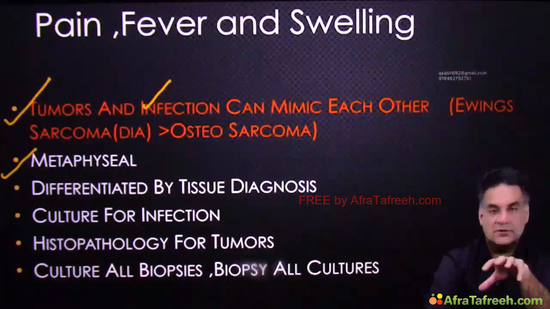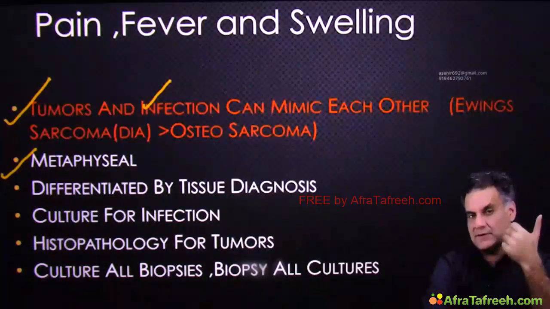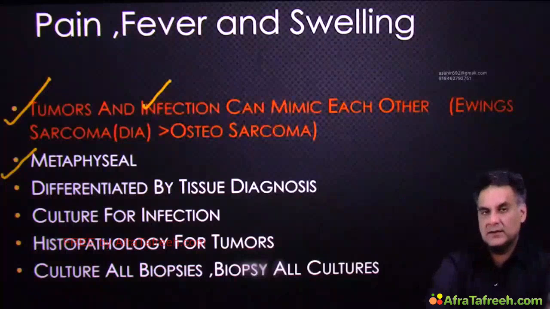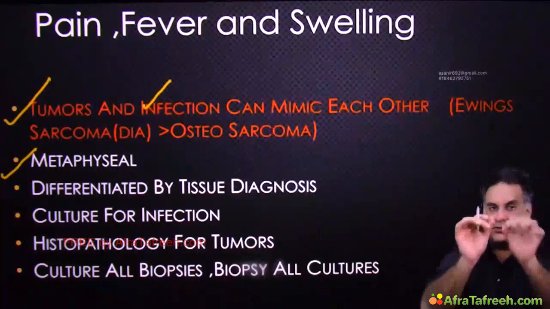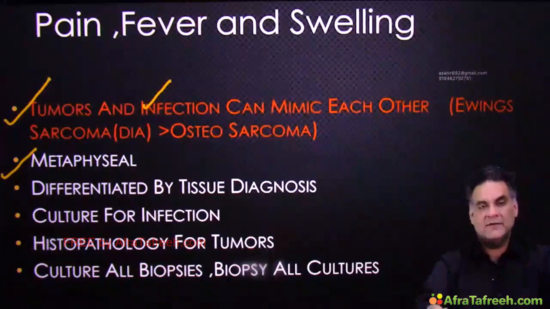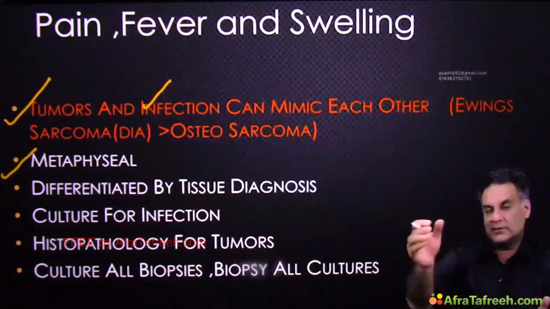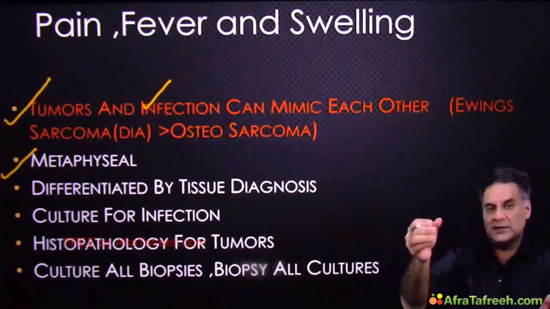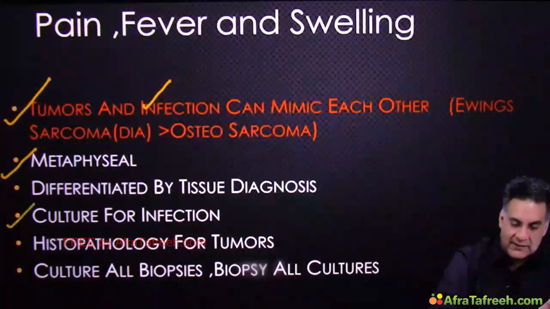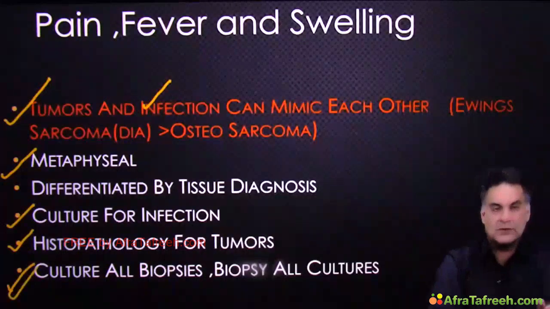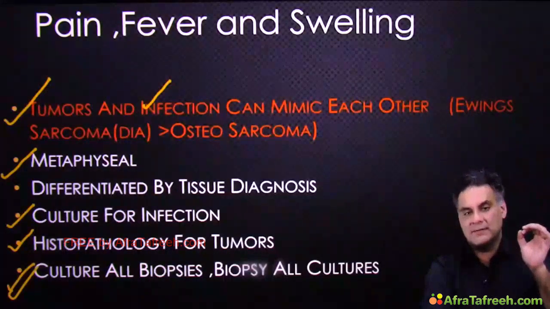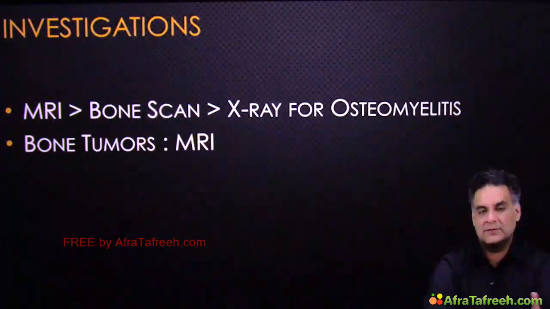How will you differentiate tumors and infection? They are differentiated by tissue diagnosis. Open the area, take out the tissue, divide into 2 parts, send one for culture. If it's infection, it will grow. If it's a tumor, on histopath, the second part will show the characteristic cell. So send for culture and histopath, both, called the golden rule: culture all biopsies, biopsy all cultures.